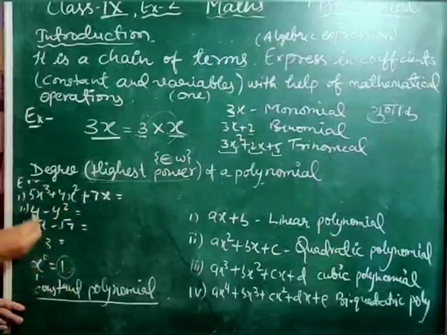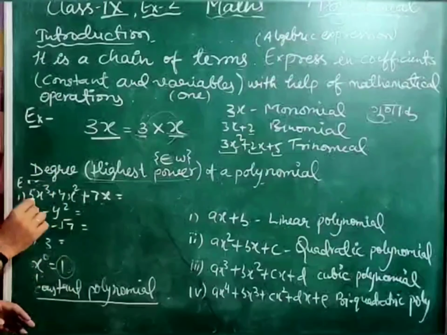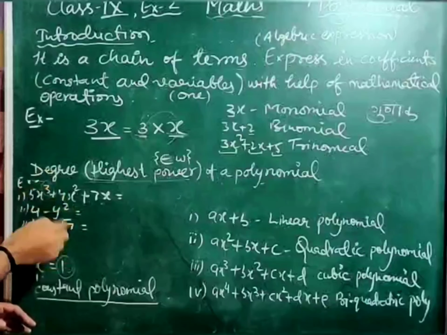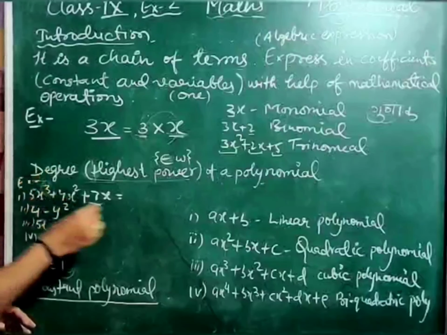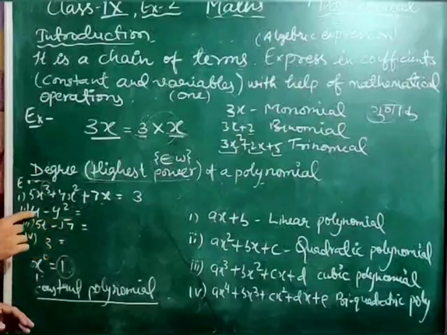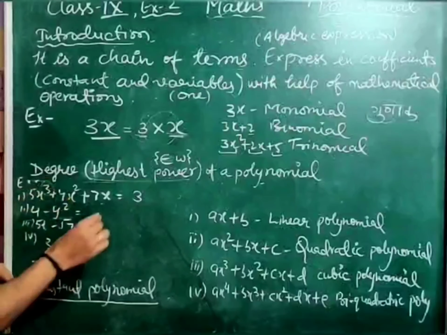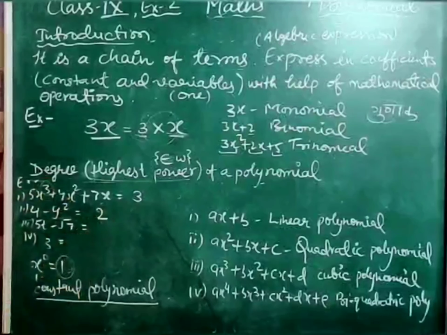See here. First one, 5x cube, 4x. The variable is x, and on x the exponent is 3. The highest power is 3, so the degree of the polynomial is 3. Here we see 4 minus y square. Y to the power 2 is the highest degree, so here the degree of the polynomial is 2.